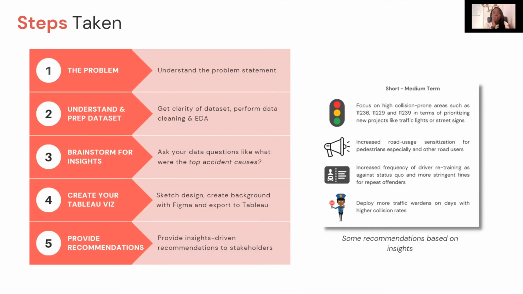So for me, this is one of the recommendations I made, trying to tell them to focus on high collision areas. I basically had short-term recommendations and long-term recommendations for these Vs. And then based on some of the things I also got from the data, making sure they focus on high collision areas, which I got from the data set, and increasing road usage signs for pedestrians, because we found out that it was pedestrians that were hurt and injured the most when these accidents occurred.